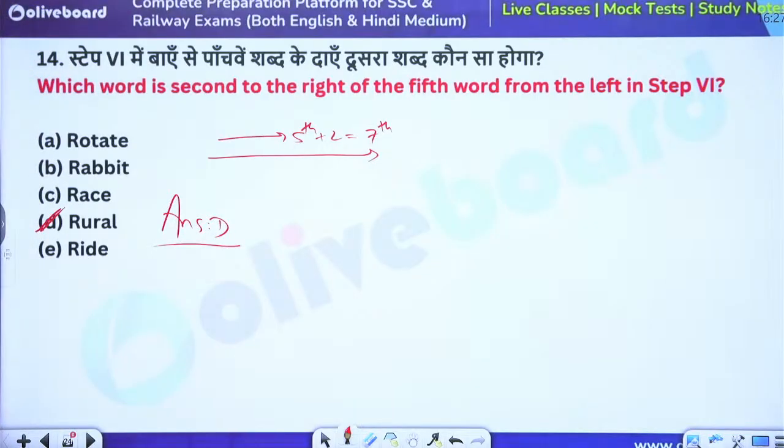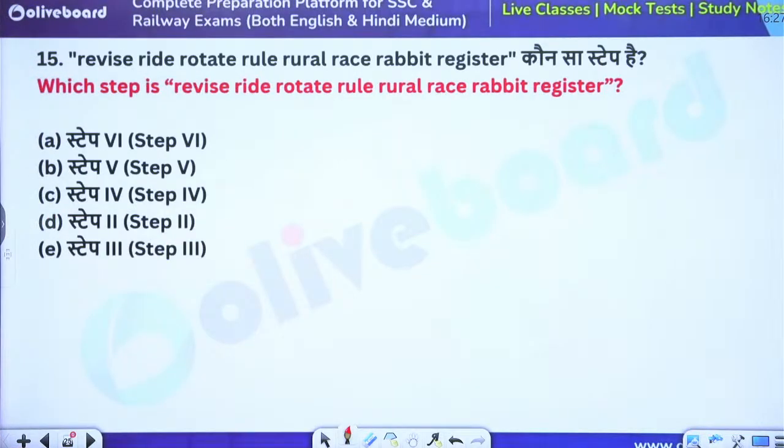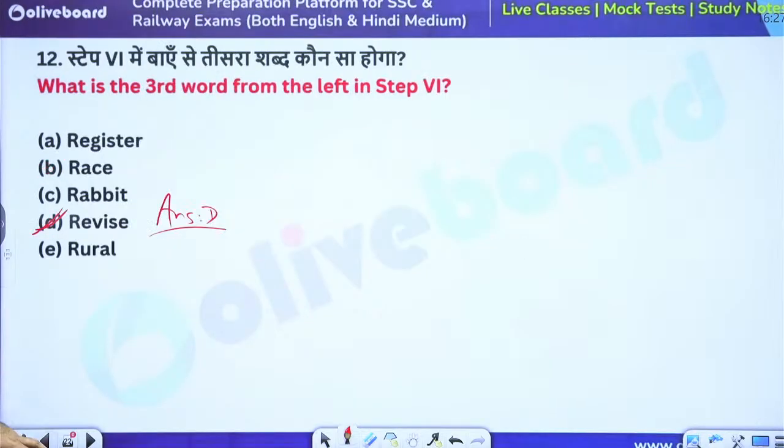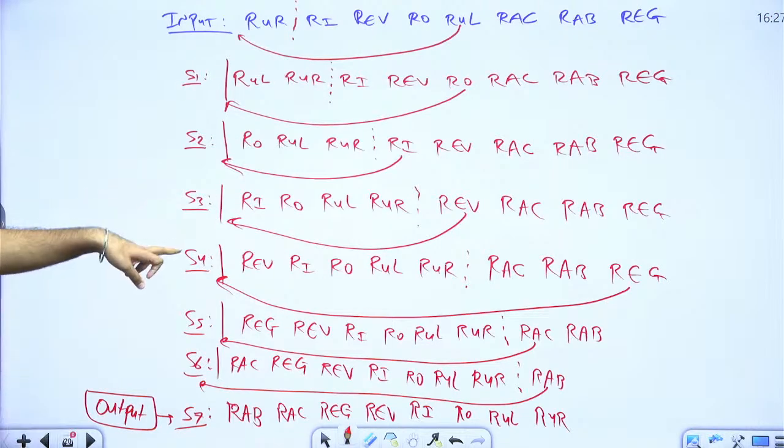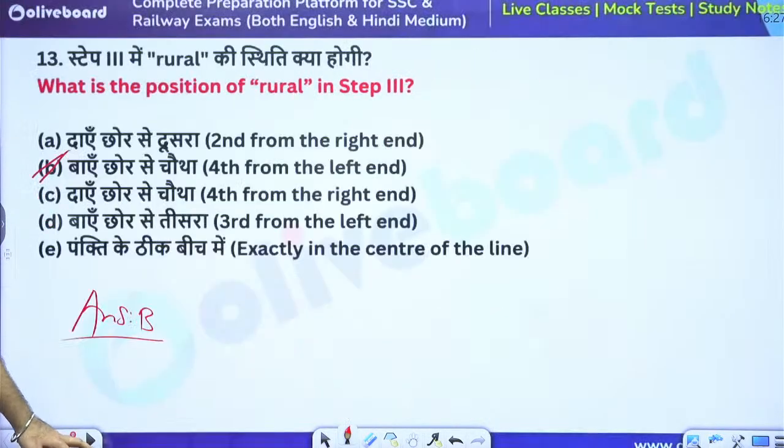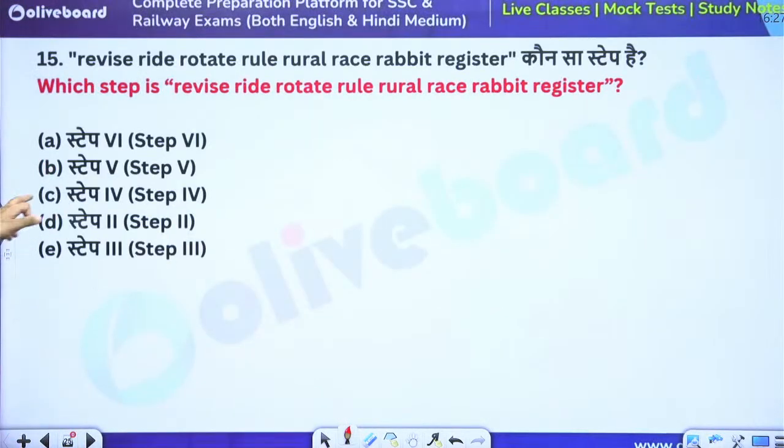Okay. Next. Which step is revise, ride, rotate, rural, rule, rural, race, rabbit, register? Okay, let's see. So REV, RI, RO. REV, RI, RO. That's the only one step, so it is step 4.